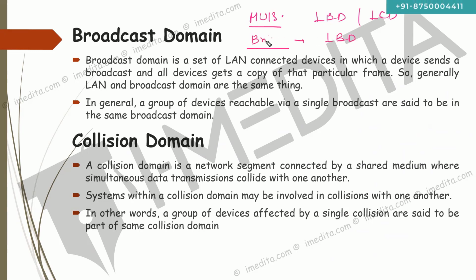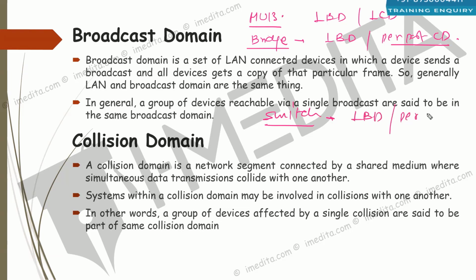A bridge is a single broadcast domain and per port collision domain. It means if a collision happens on one port, it will not affect the other ports. And then we have a switch, which by default is part of one broadcast domain, and again it is per port collision domain. That means if a collision happens on one of the ports of the switch, it will not impact the other ports. Other ports will keep operating as they are.